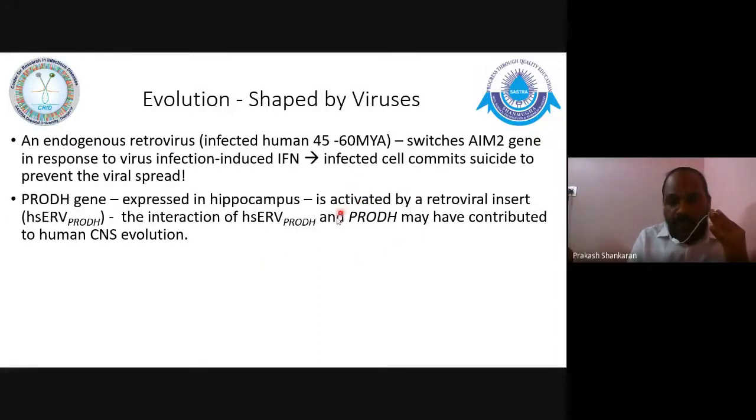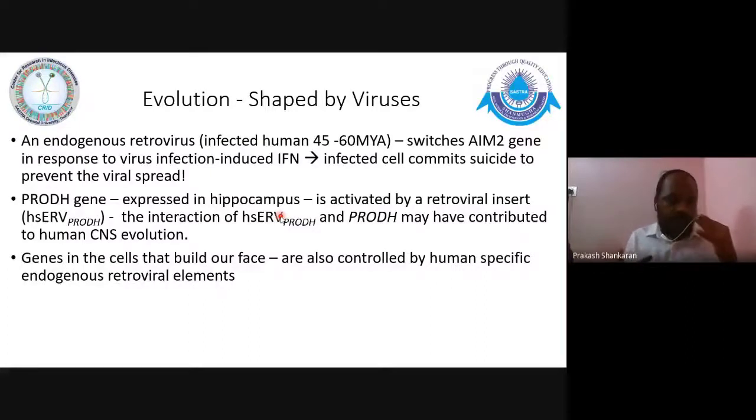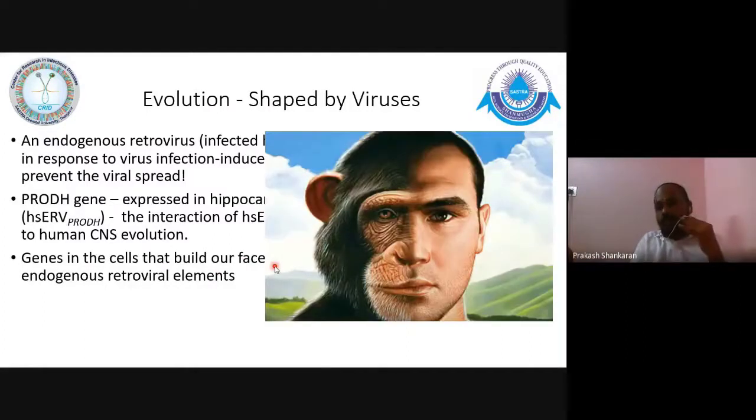If there is a fault in the proper expression of this, it leads to many neurodegenerative diseases. So they think that this interaction of enterovirus or retrovirus genes and the pro-DH has contributed to the development of our human central nervous system itself. So much contribution for us in the evolution by the viruses.